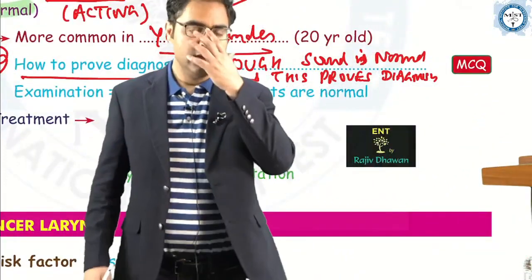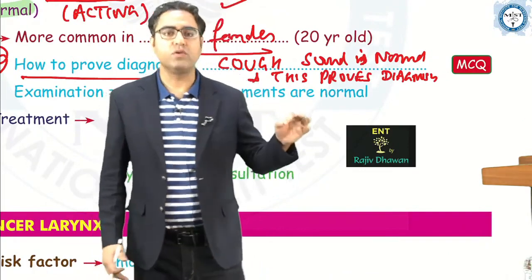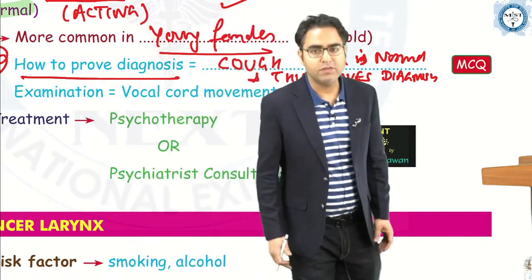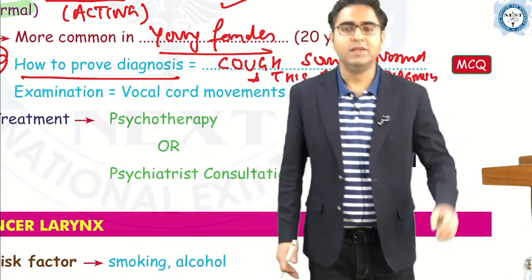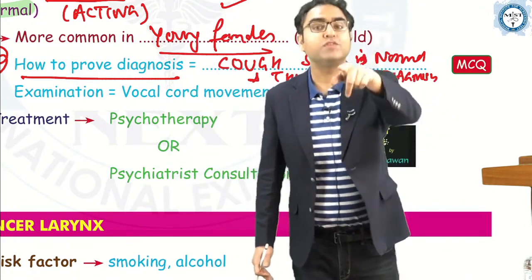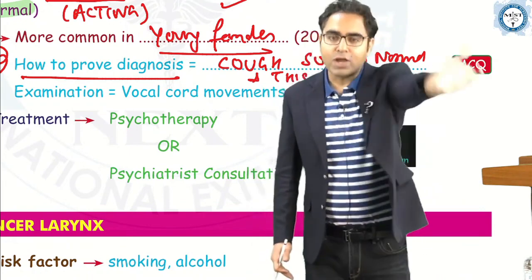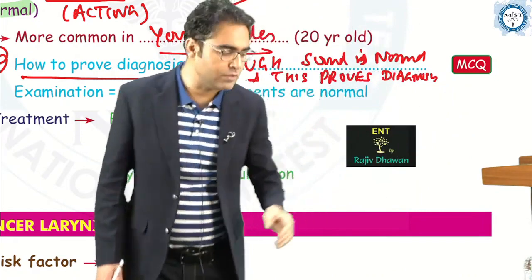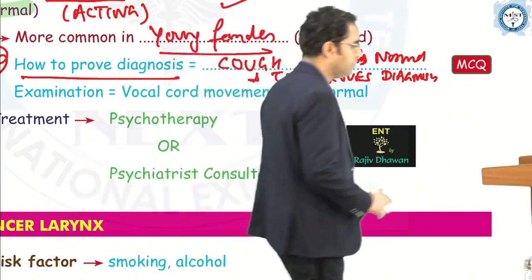MCQ question, beta. 20-year-old female with sudden loss of voice and cough sound normal. What is the possible diagnosis? Functional aphonia, beta. Cough is also a sound, by the way. Cough sound comes from the vocal cord, na? Cough is a sound actually, and that comes from the vocal cord, beta.